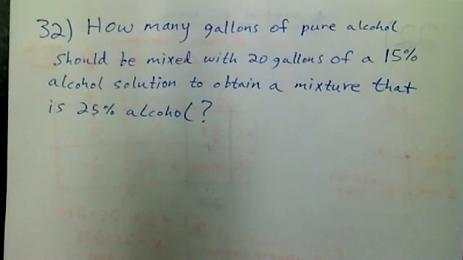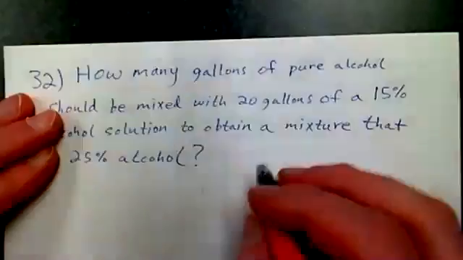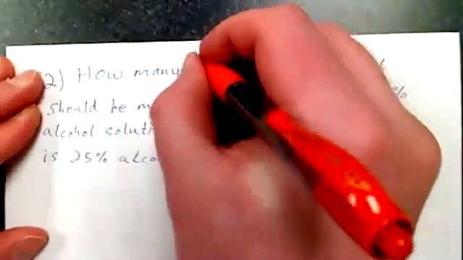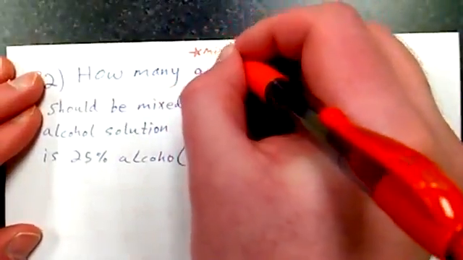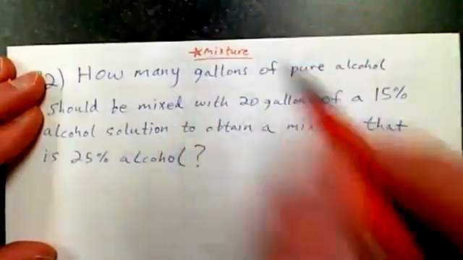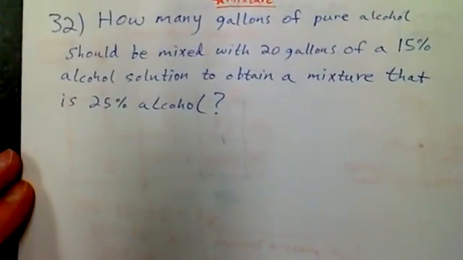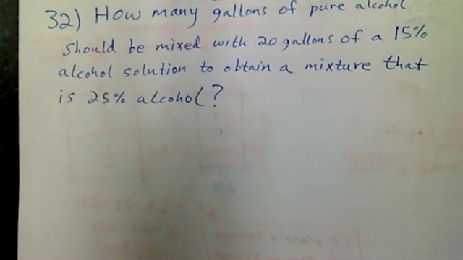Okay, guys, the next type of problem I want to look at is called a mixture problem, and it works similarly to the motion problem. With that, we're going to make a table, okay? I mean, you can do it without a table. I just think the table makes it easiest, okay?